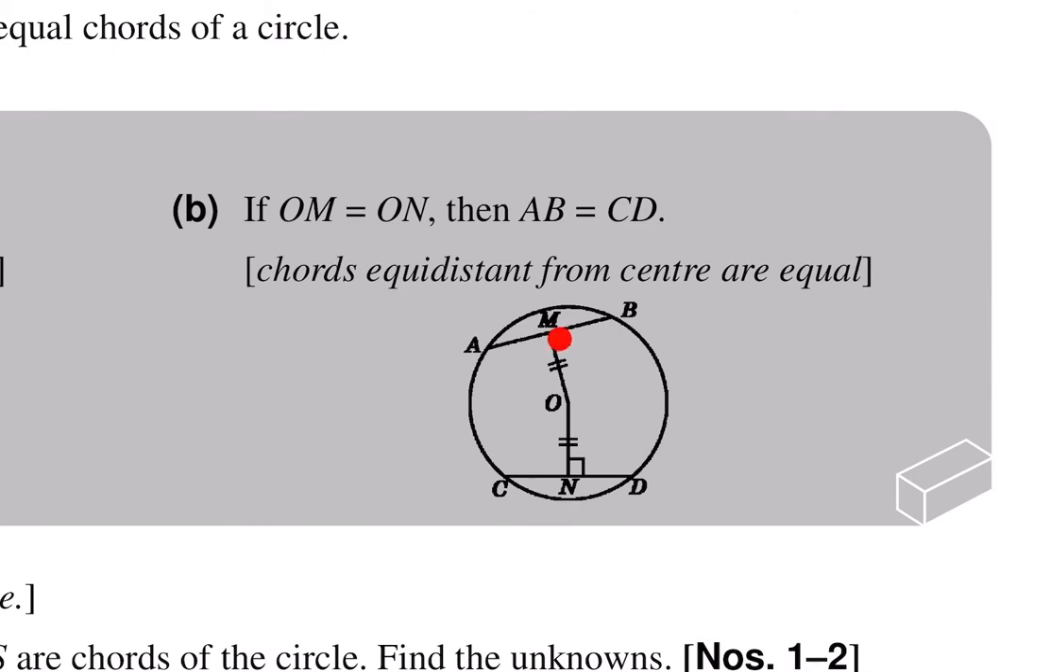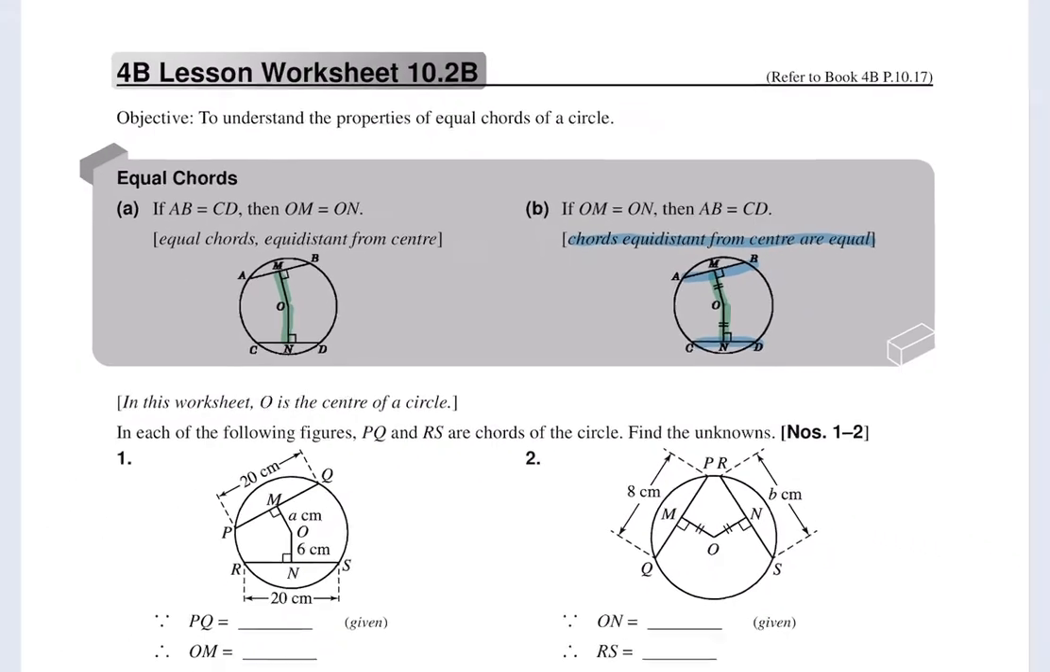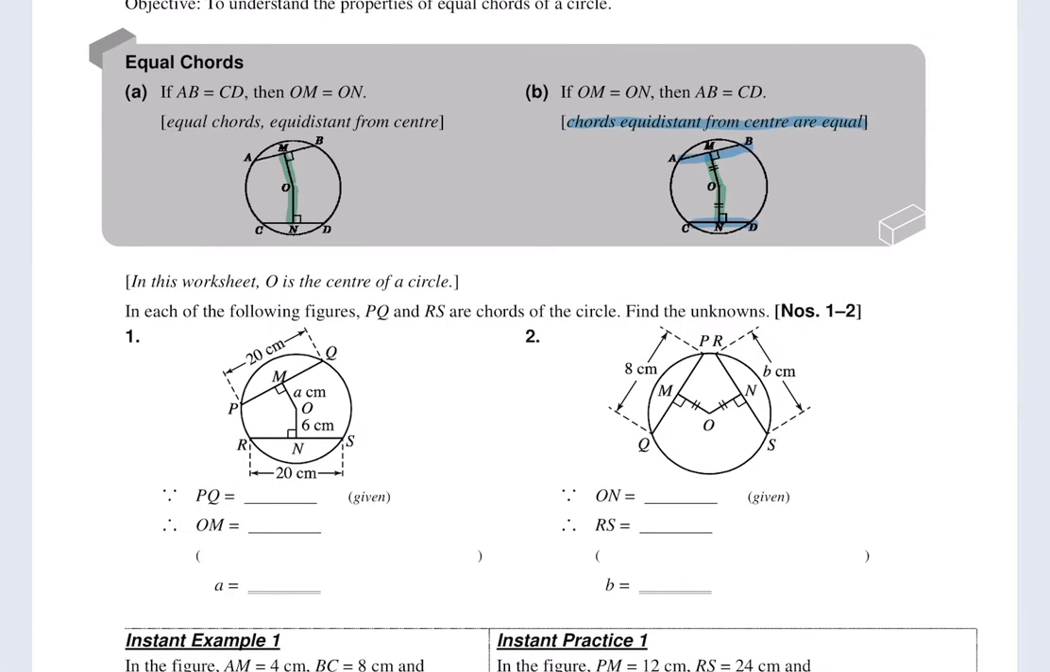First of all, we have a 90 degree, and then we have chords equidistant from center, equal. So here they are the same, right? This OM and ON, they are the same. That will show that your chords are also the same. And the reason is chords equidistant from center are equal. These chords are equal because we have equidistant lines from center to the chords. So if you get it until here, then let's do the questions.